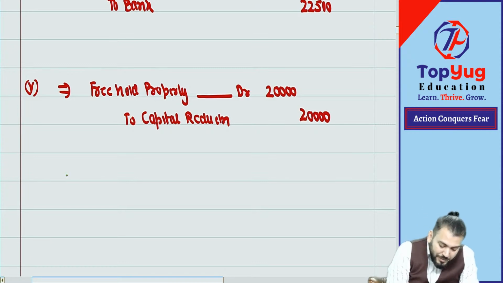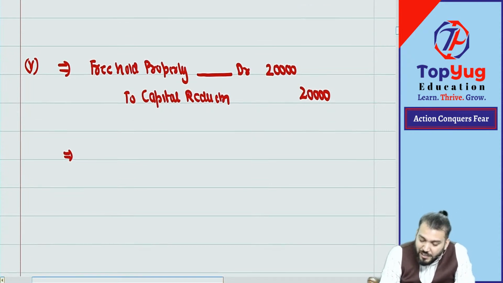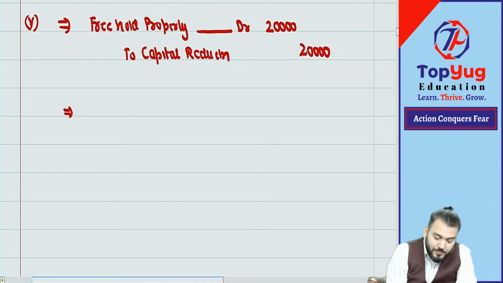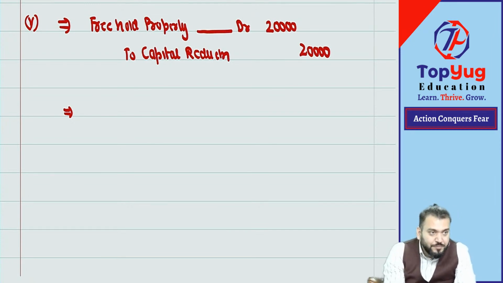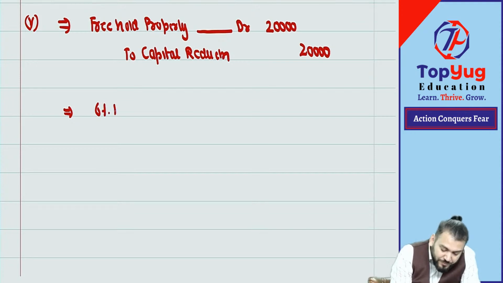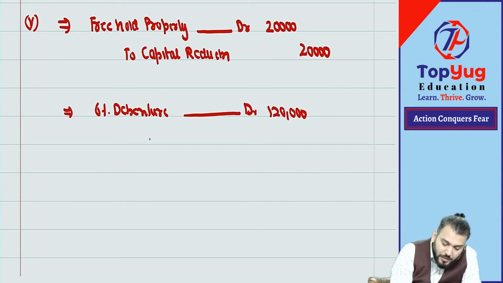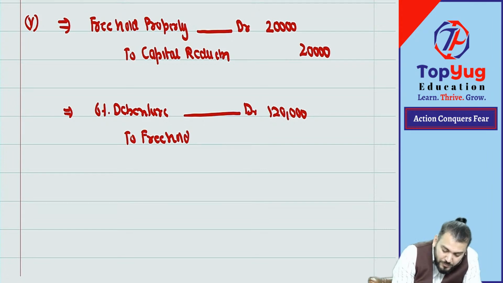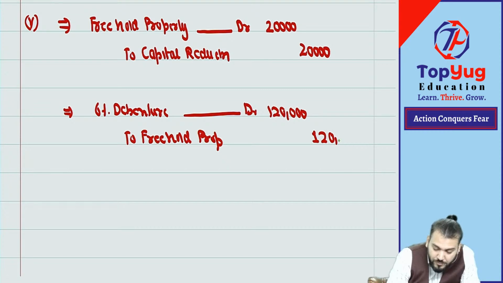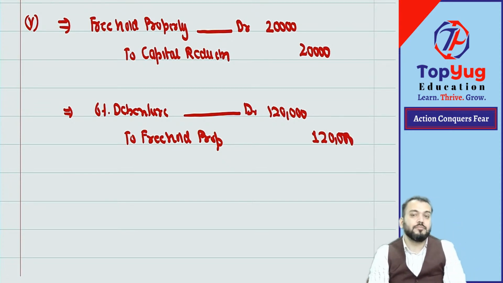Correct. Then this freehold property is taken over by debentures. It means debentures will be reduced. So 6% debenture will be now debited, and 1,20,000 will be reduced, and they will be given what? Freehold property. Freehold property 1,20,000. Got it?